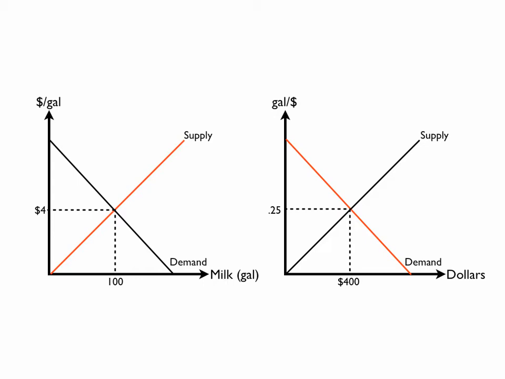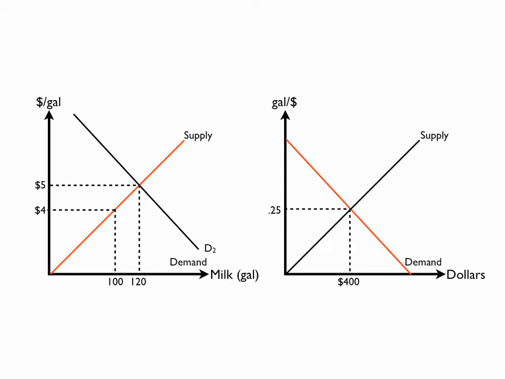Now what happens if I demand more milk? If the demand goes from demand to D2, now we see a change here. When we see more people go into the store to buy milk, that increases the demand for milk, and simultaneously the price of milk goes from $4 to $5, and the quantity supplied increases from 100 gallons to 120 gallons of milk.